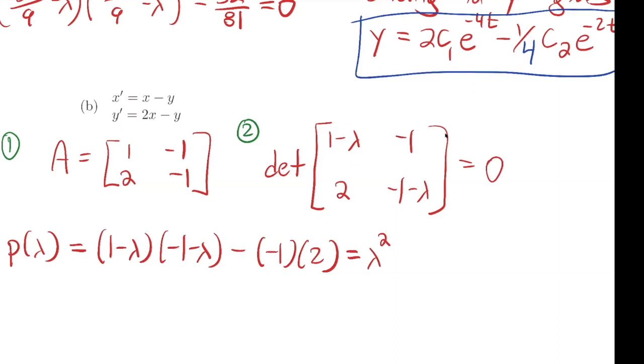Let's see, this would give us no lambda term, and then we would have minus 1, and then we have plus 2, if I'm looking at this correctly. So this gives me lambda squared plus 1 is equal to 0.